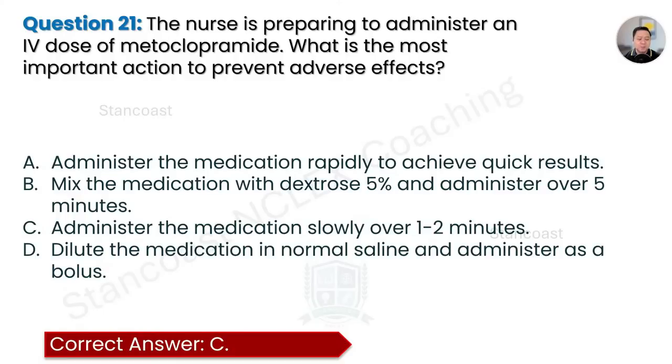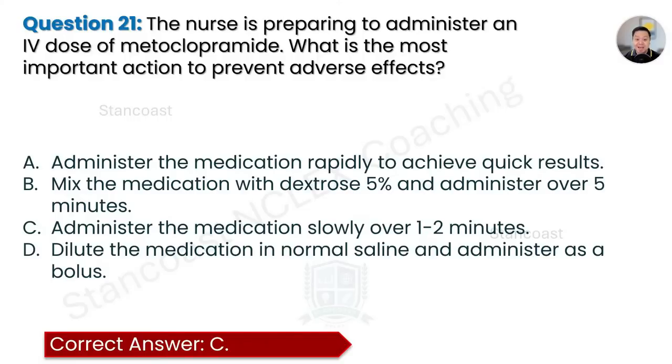Now, we have letter A as one of the incorrect options. The rapid administration will place the patient at risk of developing the extrapyramidal effects, which include dystonia and agitation. Now, we have letter B, mix the medication with dextrose 5%, administer over 5 minutes. We know that diluting the medication is acceptable, but there is no requirement to mix metoclopramide with dextrose 5%.